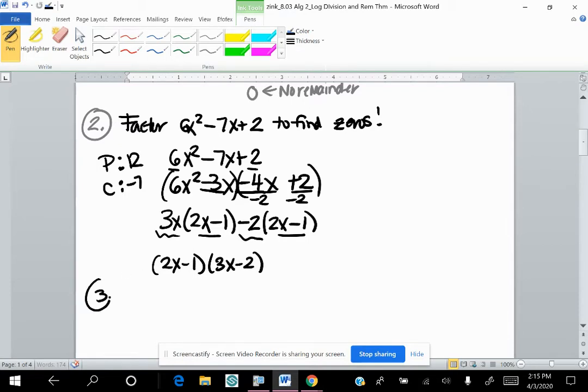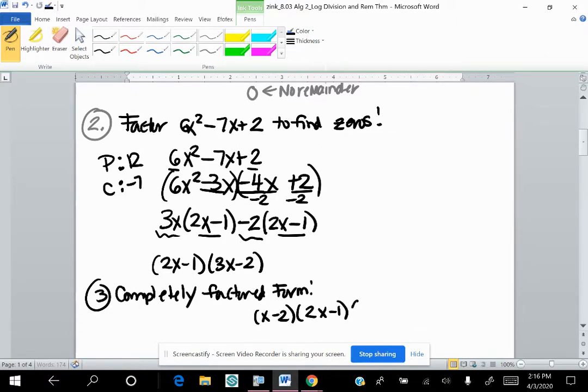So if I had asked you to write it in completely factored form, the original, we would take our x minus 2, which is what we got from our calculator, and then multiply it by what we just got, 2x minus 1 and 3x minus 2. So that would give you f of x if you had to factor that. So you can use long division to help you factor.